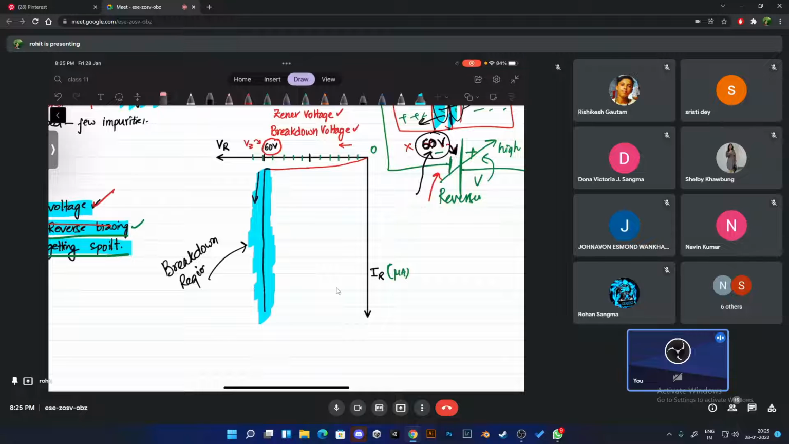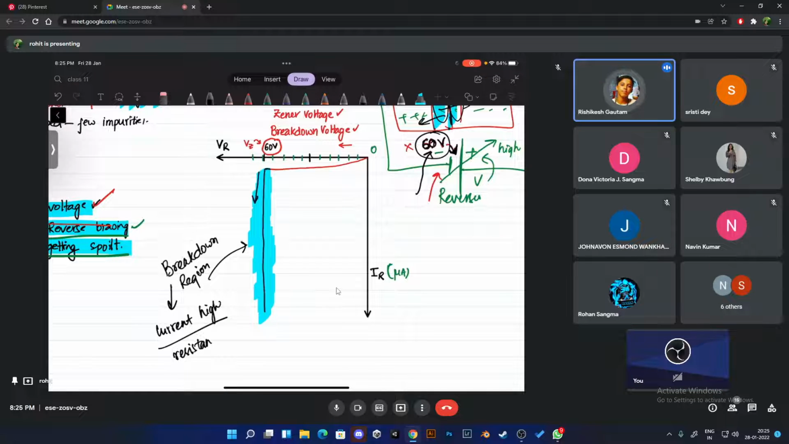What is the property of this region? Current is what? High or very, very high? Current is very, very high. What kind of resistance do we have here right now? High or low resistance? Very high resistance. How much heat will be produced? High or very, very high amount of heat will be produced. Very high. So you tell me, if it is a normal diode, will it be spoiled or not spoiled? It will be spoiled.